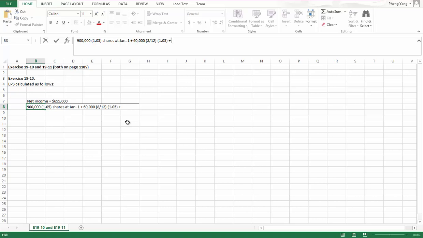And then we're going to add in the new shares, the 72,000 shares that were issued on June 1st. Once again, it was only issued for part of the year, so it was only for 7 months. So we have to multiply that by 7/12. Notice that I'm not going to multiply by the 1.05, because at the time when we issued these shares, the stock dividend had already happened, and it doesn't pertain to any new shares issued after it. So this is what we're going to be dividing by.